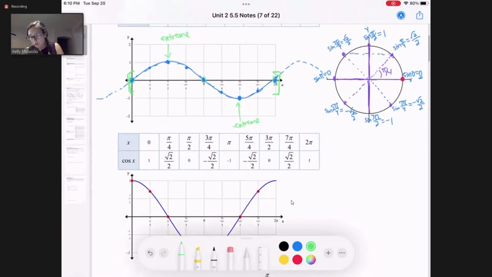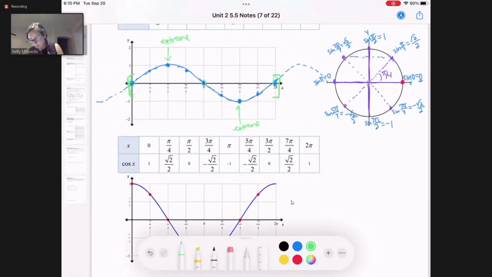Because when you look at your unit circle, now if we look at cosine of 0, it's 1. And cosine of pi over 4 is also square root 2 over 2. Sine or cosine of pi over 2 is 0. So they flip-flop a little bit, because sometimes they're positive, sometimes they're negative. When one is 0, the other one is 1. So they flip-flop a little.